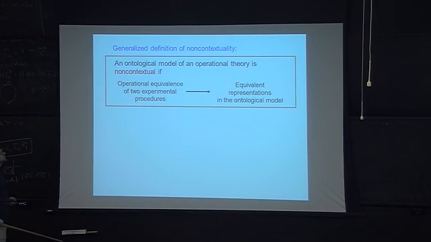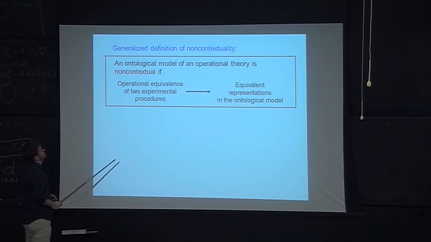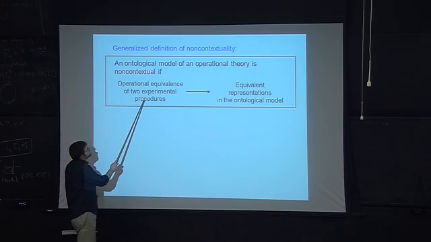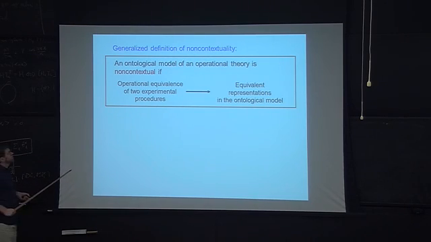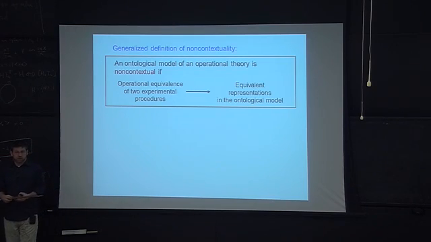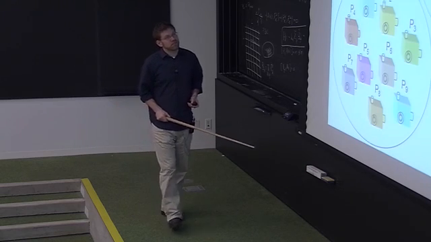Okay, so what is a non-contextual ontological model for an operational theory? I'm just going to give you a sort of a heuristic notion, and then I'll go into more detail. This is just meant to give you a flavor of the definition. So an ontological model is non-contextual if operational equivalence of two experimental procedures implies that they get equivalent representations in the ontological model. So roughly speaking, if you can't see the difference between two experimental procedures in the lab, say none of the statistics differ, then you should represent them in the same way in the model.